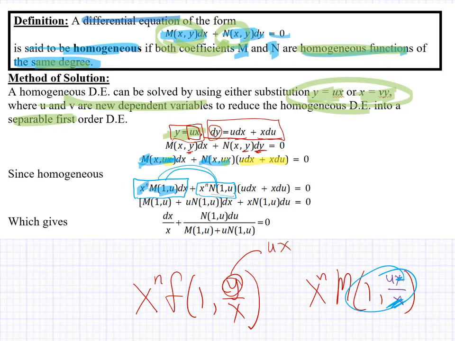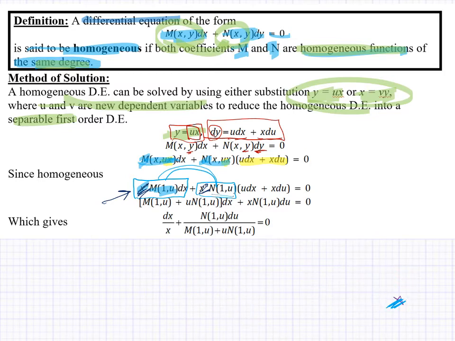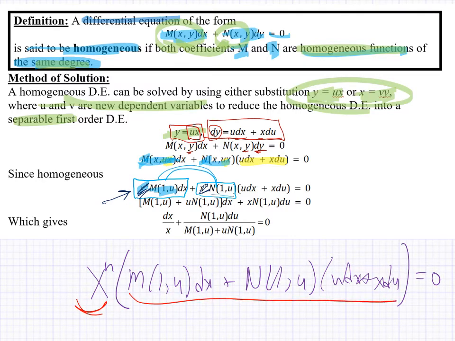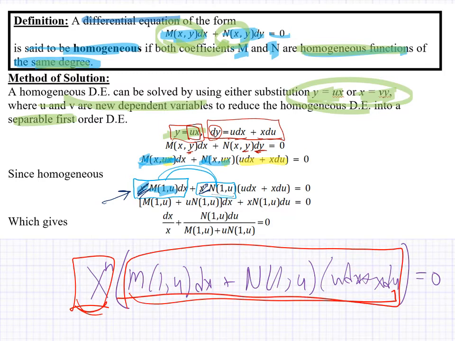Well, what I can do in this equation is clear out that x to the n from this whole thing. In essence, I'm going to factor out an x to the n because it's in both of them. And I'll have M of 1 comma u dx plus N of 1 comma u times the quantity u dx plus x du equals 0. And what I really have here is a product: x to the n times all this, and it equals 0. So by the zero product property, either this equals 0 or all this equals 0. One of them has to equal 0.